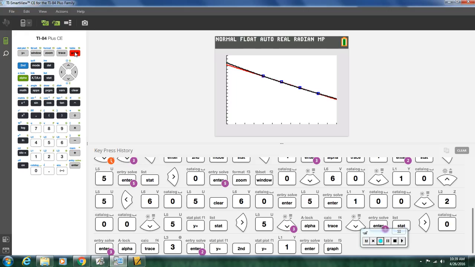What would you guess right now? Linear, quadratic, or exponential? How many would say linear? How many would say quadratic? How many would say exponential?